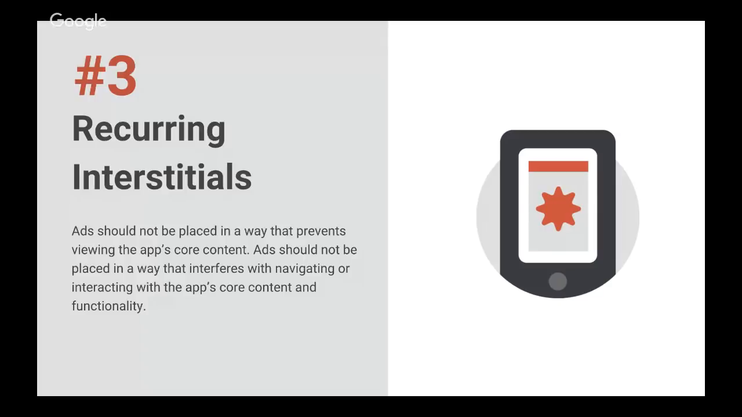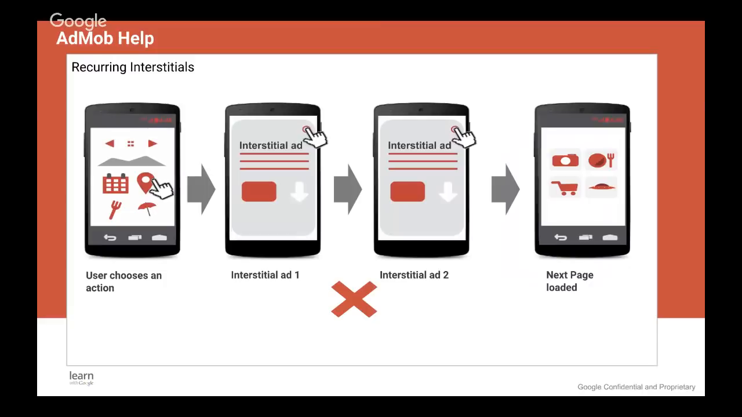Now let's talk about another third common scenario, which is recurring interstitials. Now, what does this really mean? What this means is that ads should not be placed in a way that they interfere with navigating or interacting within the app's core content and functionality. Now, let's talk about this through an example. Now, what's going on over here? A user chooses an action on the main screen of the app, an interstitial ad shows up.